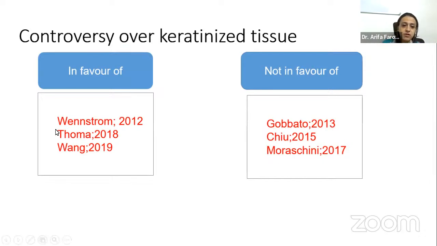Okay, so there were a few authors who were in favor of augmenting this, and there were authors who say that no, if the patient is able to maintain oral hygiene, there is no chance of getting any kind of peri-implantitis, and we do not have to do any augmentation surgeries.